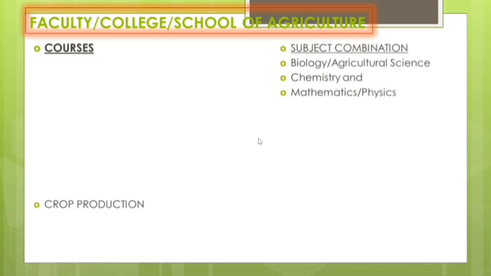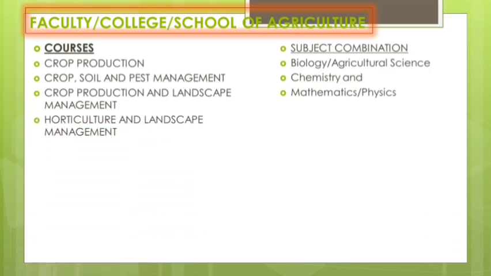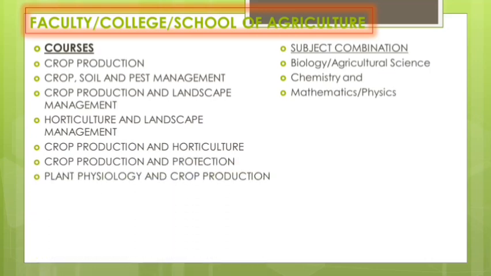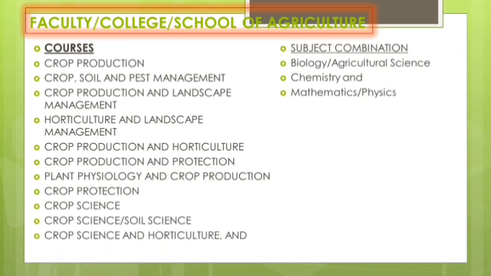For candidates applying for crop production, crop science and pest management, crop production and landscape management, horticulture and landscape management, crop production and horticulture, crop production and protection, plant physiology and crop production, crop protection, crop science or soil science, crop science and horticulture, and crop and environmental protection. These are your JAMB subject combination.